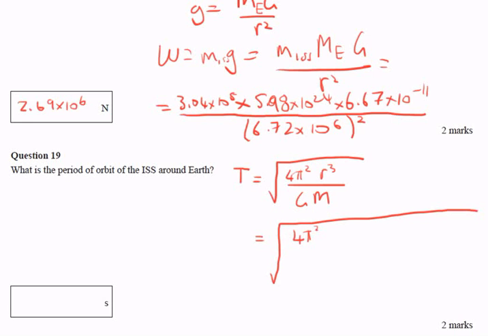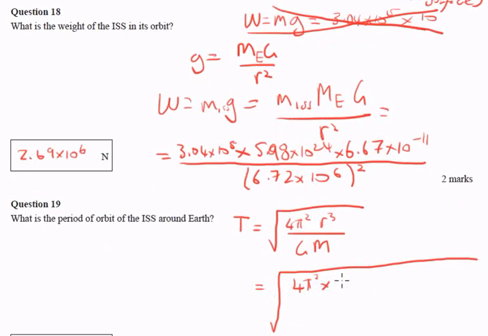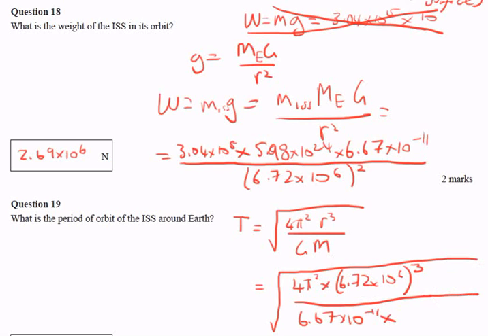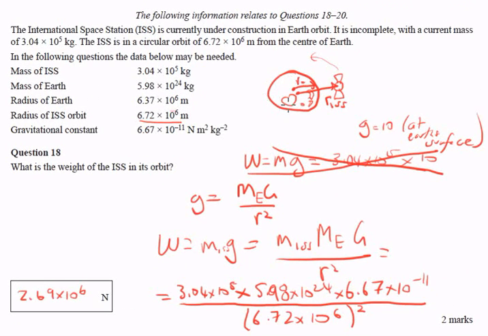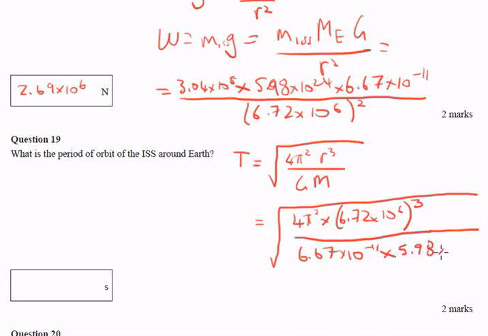4 pi squared. R, again we use the radius of the orbit, which is 6.72 by 10 to the 6. And it's r cubed. 6.67 by 10 to the minus 11, that's what g is. And then what do I use for m? What mass do I use? Again, you have to use the mass of the thing in the middle, the thing that's being orbited. So this does the orbiting around the Earth, so this is the mass we use, and the mass is 5.98 by 10 to the 24. And you come out with an answer of something like 5,480 seconds.